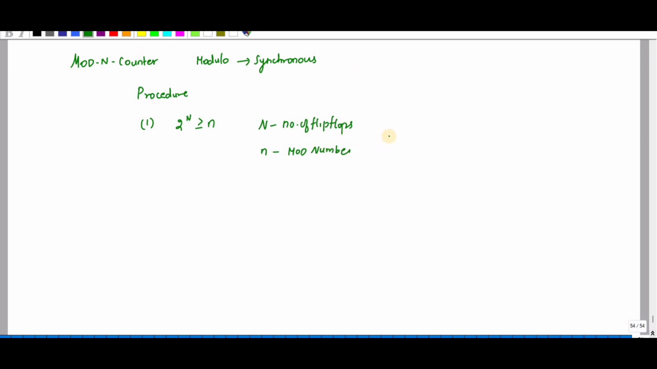For example, if it is a mod 5, the n value is 5.